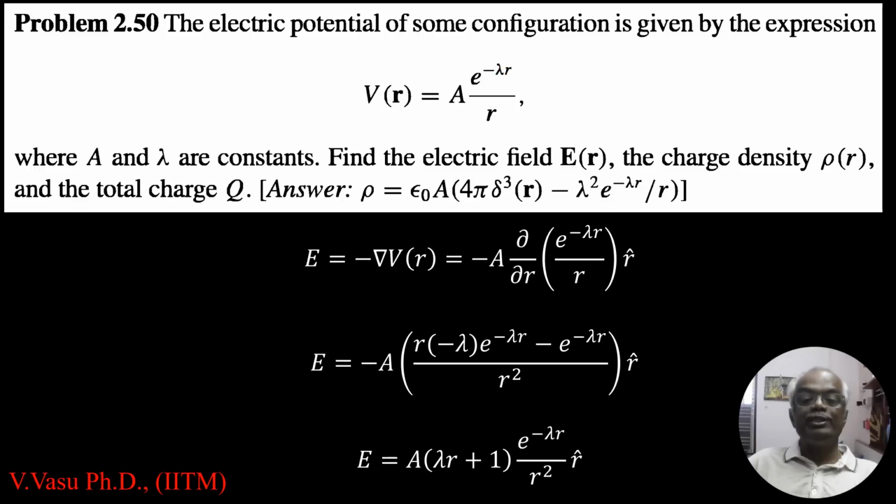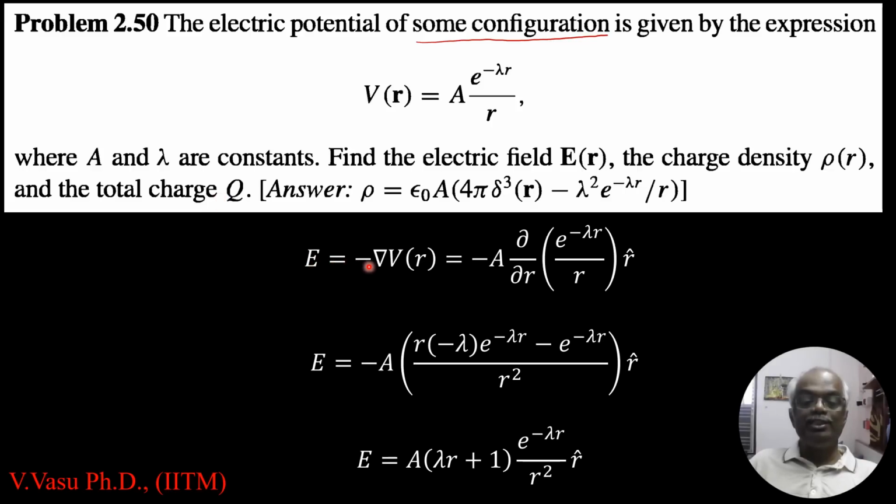I want to stress this point: this is for some configuration. Earlier, we used to deal with cylindrical, spherical, or square shapes. Here, the shape is unknown, and the only thing we know is the potential, where A and λ are constants. Find the electric field E(r), the charge density ρ(r), and the total charge Q. First we will start with the electric field.